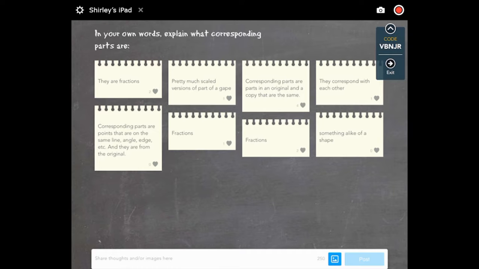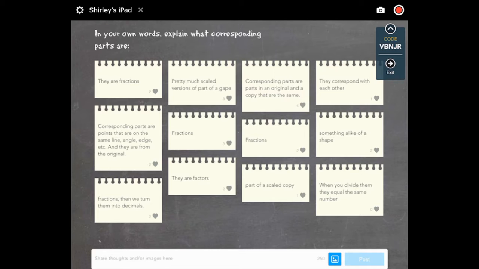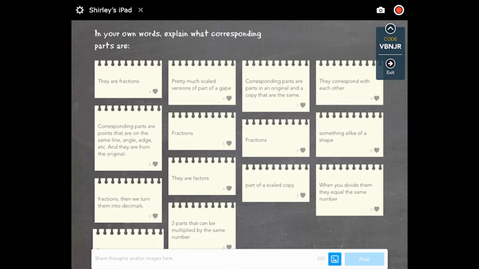Something alike in a shape. Yes. Corresponding parts are parts in a shape that are exactly the same space. Awesome. I love this answer. When you divide them, they equal the same number. That's what we're looking for whenever we're finding scale factors. If I divide corresponding parts, I get the same number.